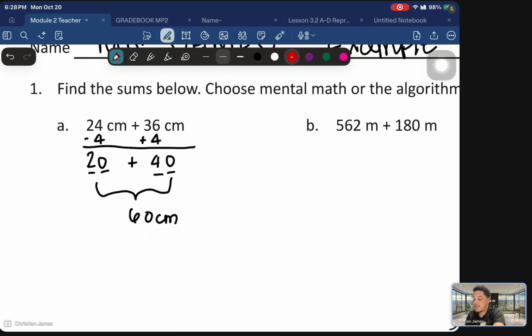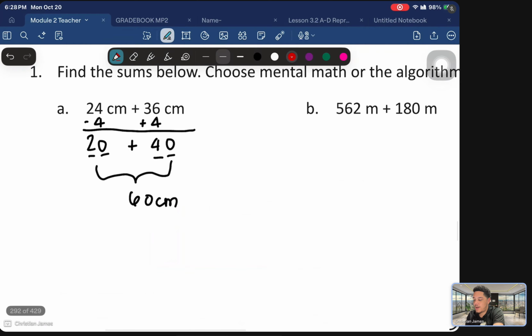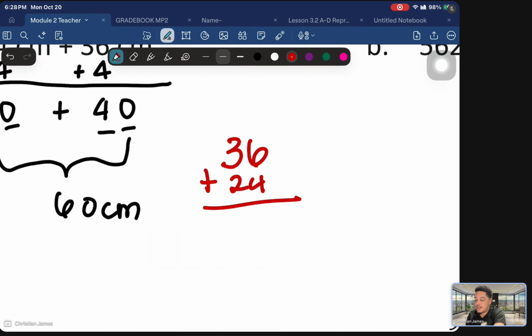Another strategy you can use is the standard algorithm. You're going to put the biggest number on top, which is 36 plus 24. I'm going to leave some space here. This is my ones, this is my tens. I know that 6 plus 4 is 10. You're going to put the 1 here. Now 3 plus 2 is 5, plus 1 more makes 6 tens, which is 60. So your answer is 60 centimeters.